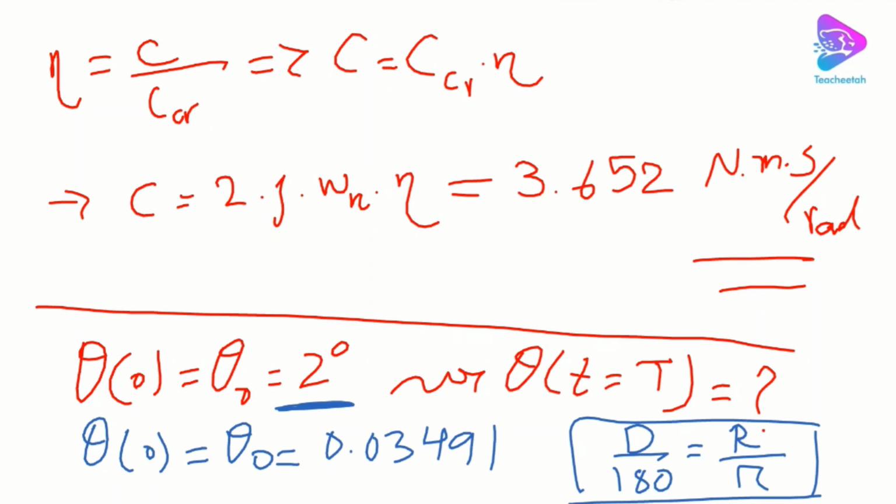So we know that there is no initial velocity. So theta dot naught equal to 0, or theta dot at 0 is equal to 0. Just keep it in mind. I hope you got this point. Okay, so with these assumptions and this condition, we need to find the response of the system.